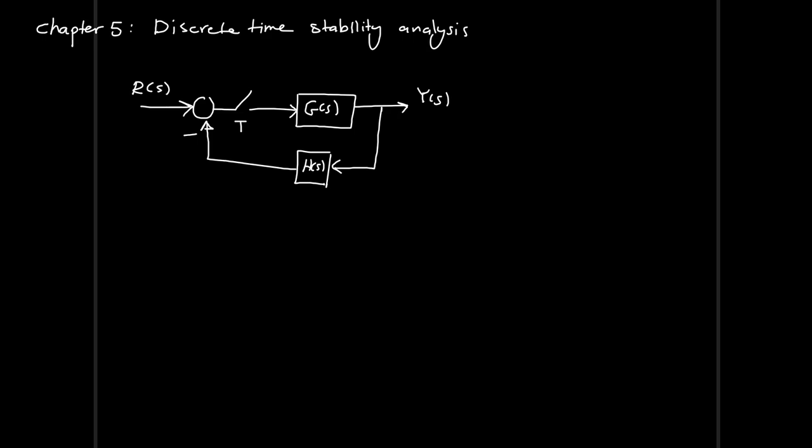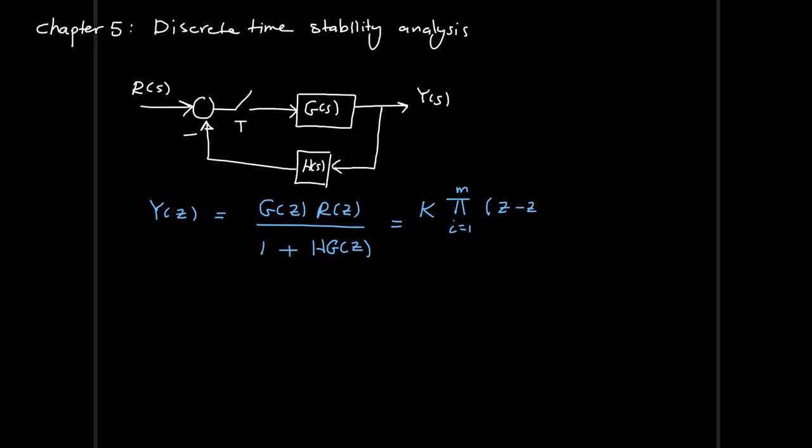Now from our previous lecture, we know that we can find Y of Z to be equal to G of Z R of Z over 1 plus HG of Z. Now this is the closed loop pulse transfer function, which can be written in terms of the zeros and the poles as a certain constant K, the multiplication from i equal to 1 up to m, here I'm assuming I'm having m zeros, z minus z_i, over the multiplication from j equal to 1 up to n, the order of the system, which is the number of the poles, z minus p_j, multiplied by the input, which is R of Z.